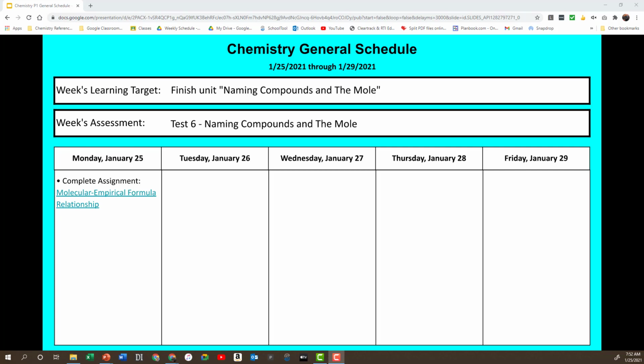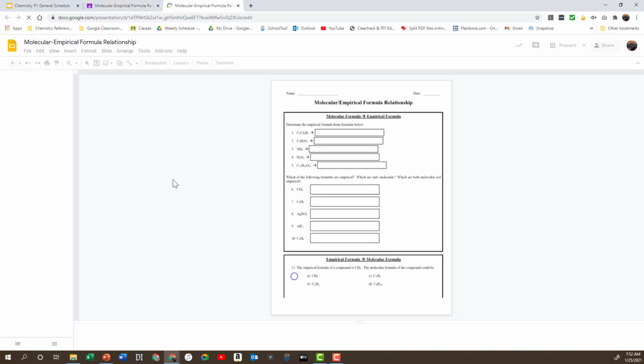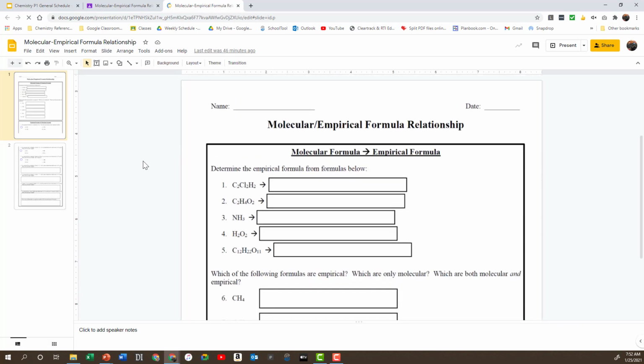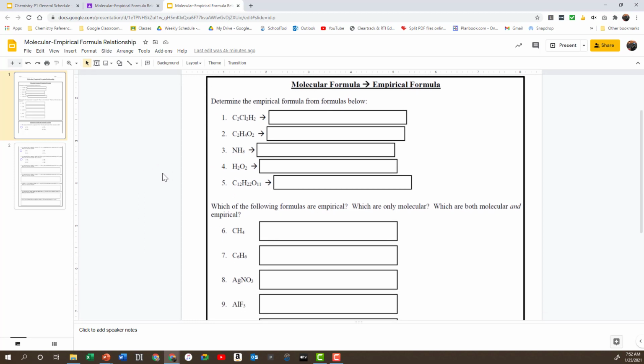Okay, today we're going to talk about the molecular-empirical formula relationship. Now, we've talked about empirical formulas before, but there's going to be some review on what that means. So let's look at this assignment, and we'll use this Google Slides assignment. This first part is something that we've done before, but it's a good refresher. That was 2 weeks ago.